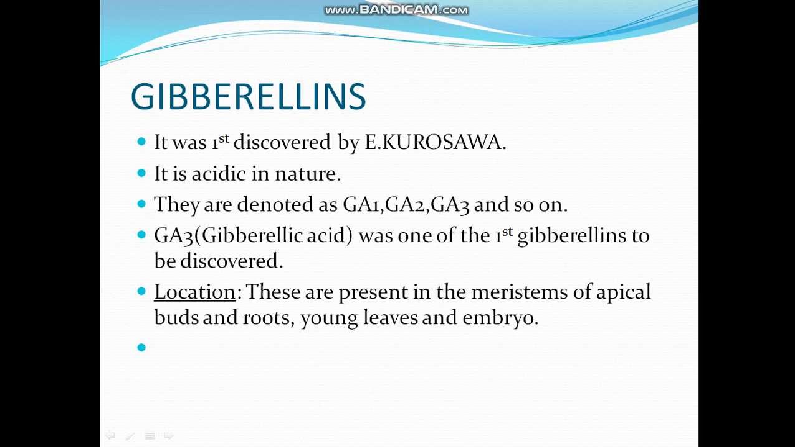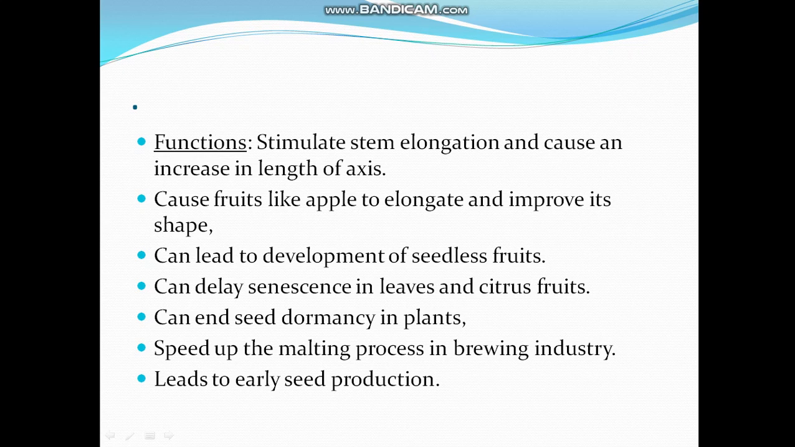The next hormone is gibberellins. It was first discovered by E. Kurosawa, which is acidic in nature, and these are denoted as GA1, GA2, GA3 and so on. GA3, which is called gibberellic acid, was one of the first gibberellins discovered. And where can we find these gibberellins? We can find them in the meristems of apical buds and roots, in the young leaves and embryo.